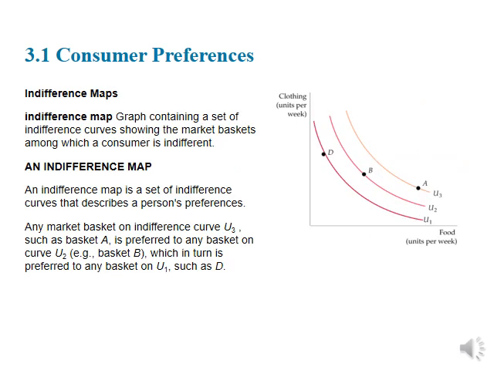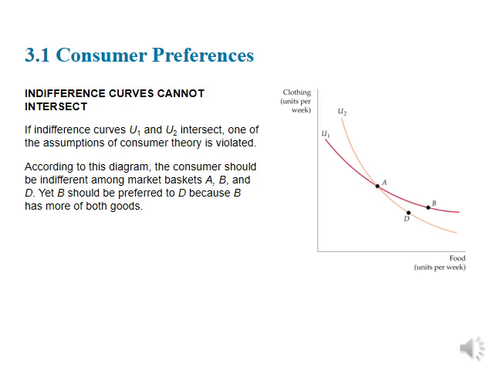By putting a bunch of different levels of preference, here we have U1, U2, and U3, on the same graph, we have an indifference map. And using those same rules we laid out in the last slide, we can see that A is preferred to B, and B is preferred to D. By our transitivity rule, that also means A is preferred to D. It's this sense of transitivity that implies that indifference curves cannot intersect.